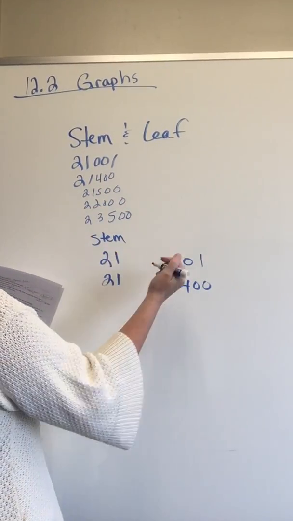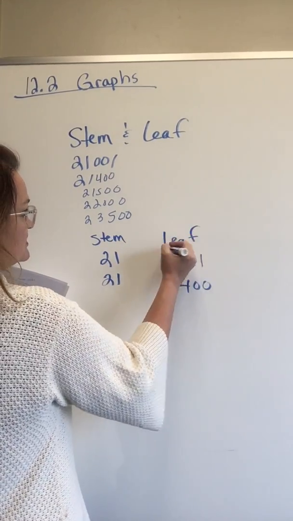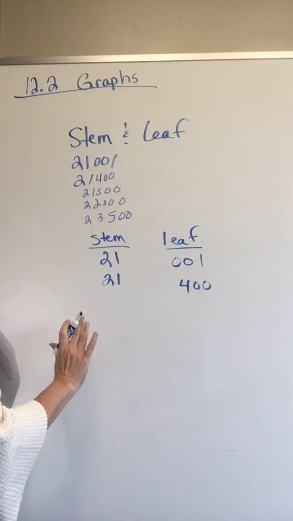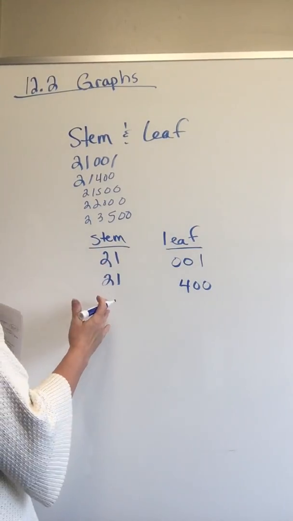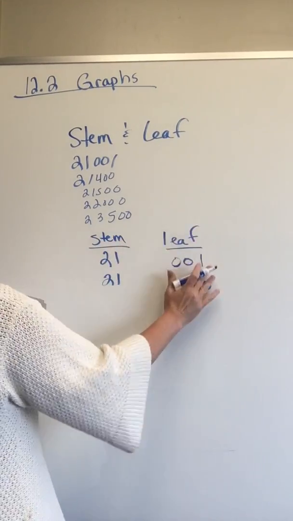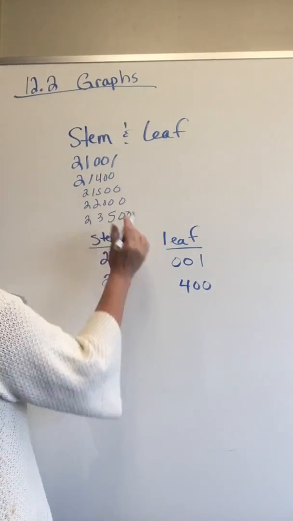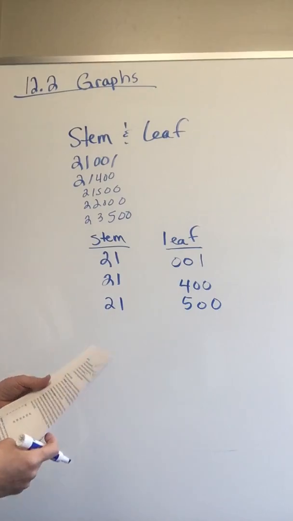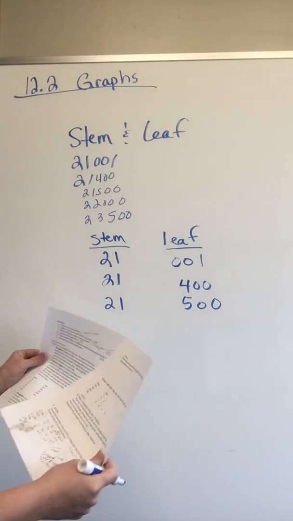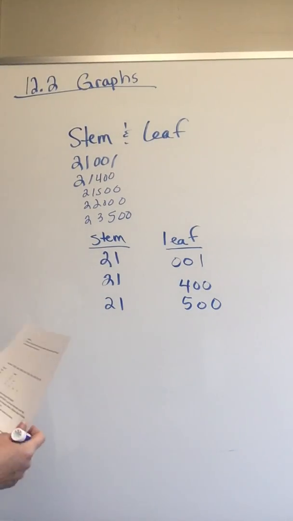So maybe the stem, and again, a lot of these are per your design. There's no absolute, this is the only way to do it. You can design it to meet what you're trying to do the best. But this would be an example. The stem is part of the number, and the leaf is some of the last digits. So 21,500 would look like that, and so on. So that's a stem and leaf. All right, now let's go to the next page.